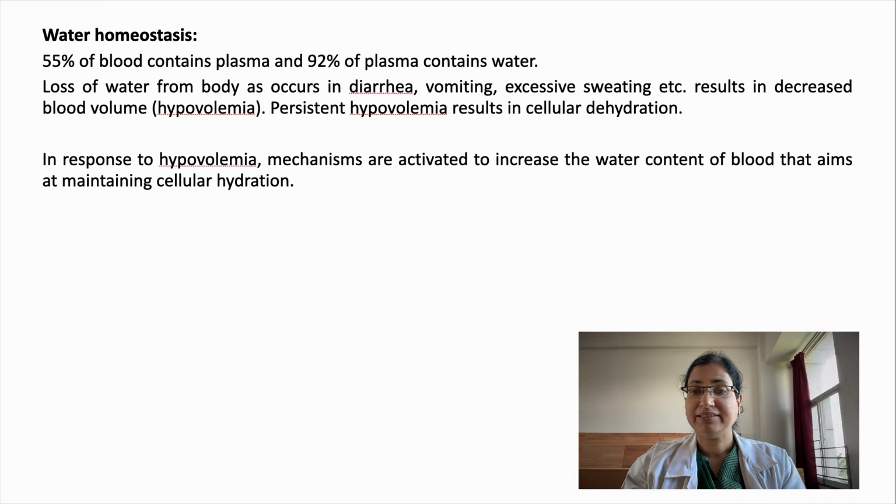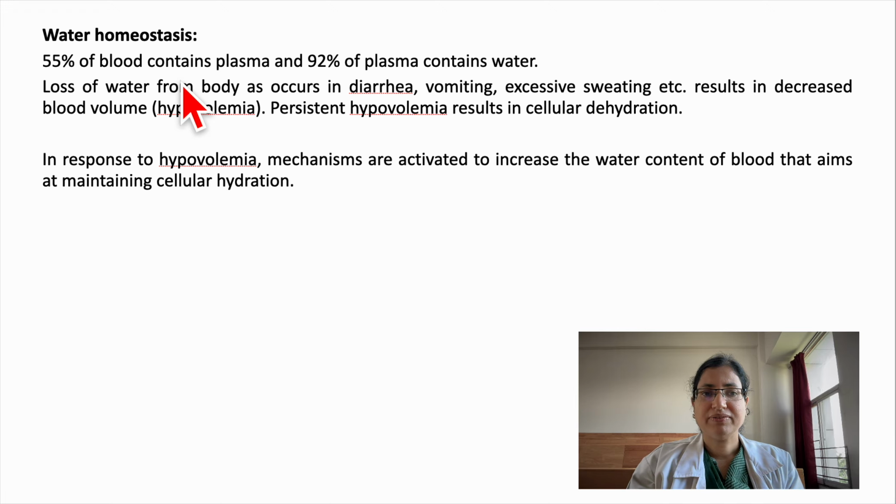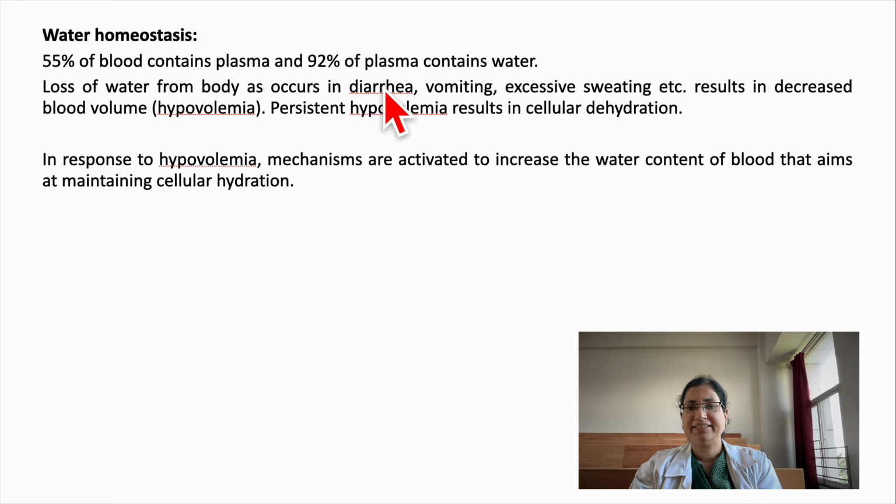So in blood, 55% plasma is there, and out of this, 92% of plasma contains water. Loss of water from the body, as occurs in diarrhea, vomiting, excessive sweating, etc., results in decreased blood volume. So this is called hypovolemia. So persistent hypovolemia results in cellular dehydration.